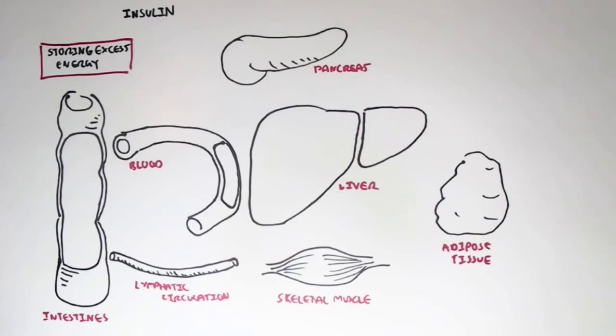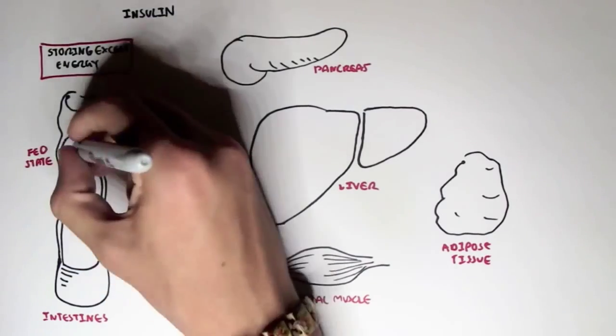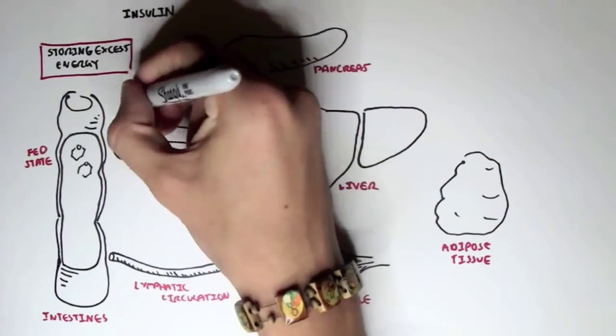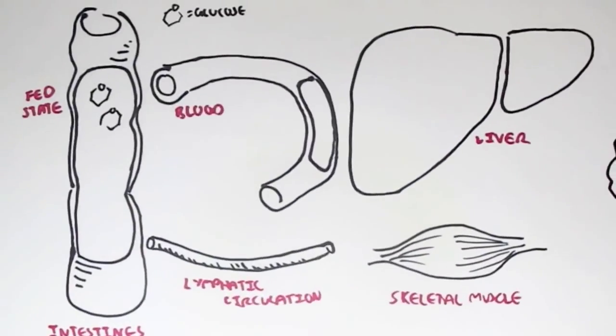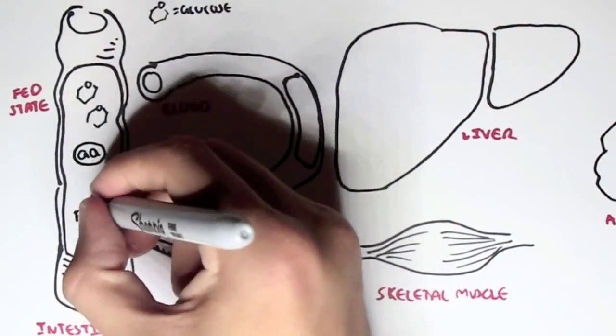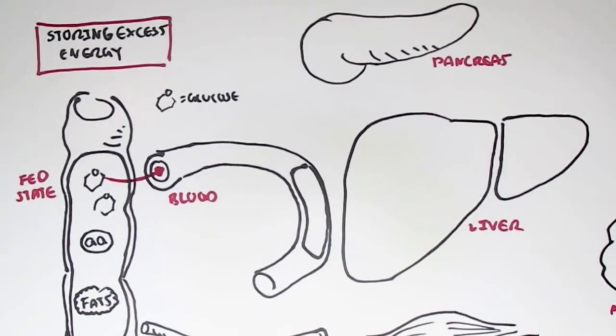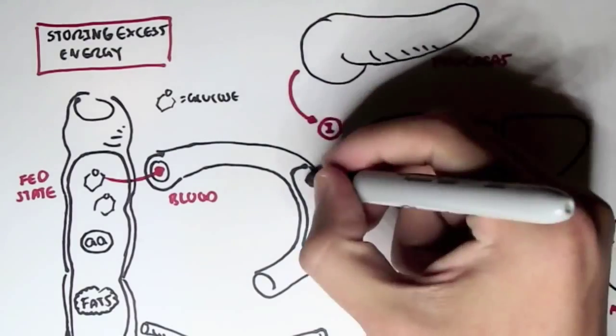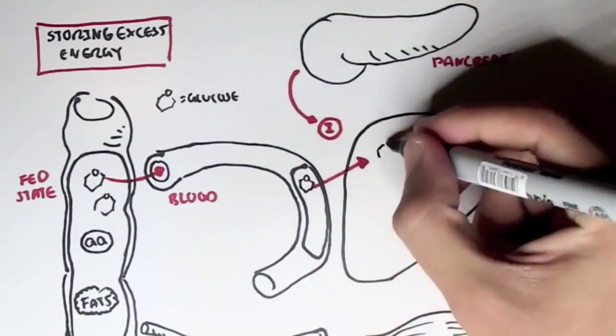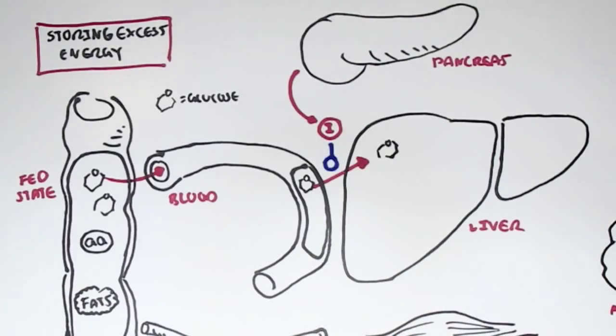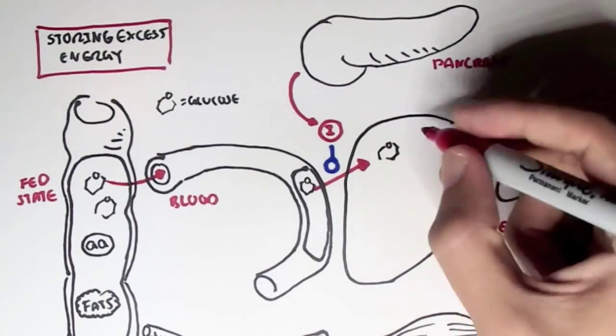Because after we eat, we would have many macromolecules running through our intestines, such as glucose here, amino acids, and then we also have fats. Now let's concentrate on glucose first. What happens here? Well, glucose will be absorbed by the blood, and the pancreas will then secrete insulin, and insulin will promote the uptake of glucose from the blood into the liver.